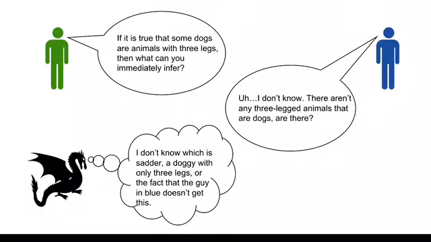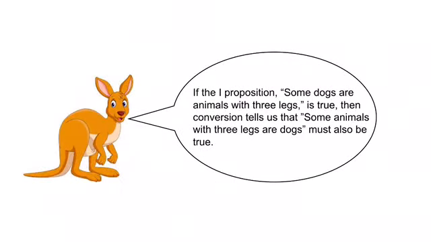So this time the fellow in green starts out and he says, if it is true that some dogs are animals with 3 legs, then what can you immediately infer? And the blue guy gets a little hesitant. He says, I don't know. There aren't any 3-legged animals that are dogs, are there? And Logic Dragon's coming in and thinking, I don't know which is sadder, a doggy with only 3 legs, or the fact that the guy in blue doesn't get this. And so Kangaroo comes back and has to explain it.